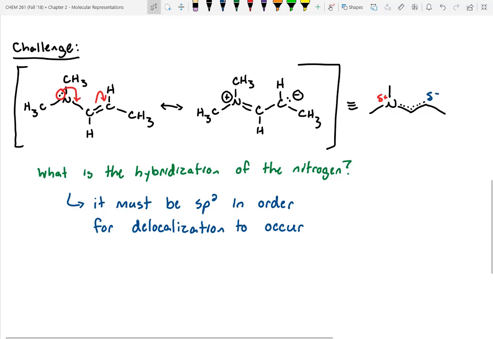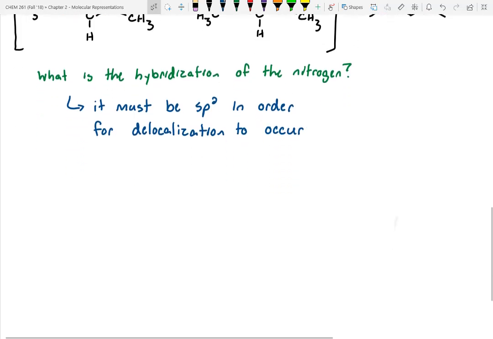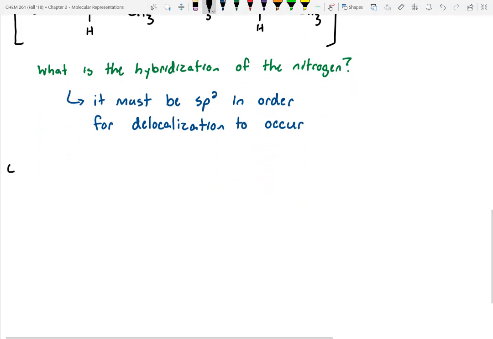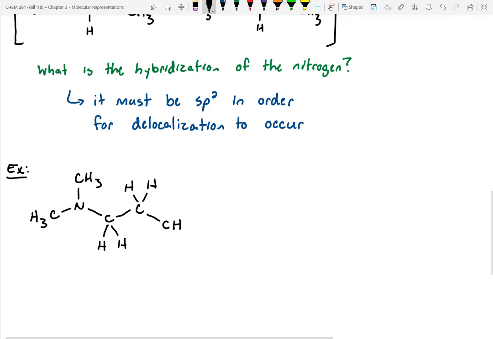All right, now I've got another one. For this other one, I want to ask the same question about nitrogen. So this time we've got it attached to a carbon, and the nitrogen has a lone pair. What's the hybridization of this nitrogen?